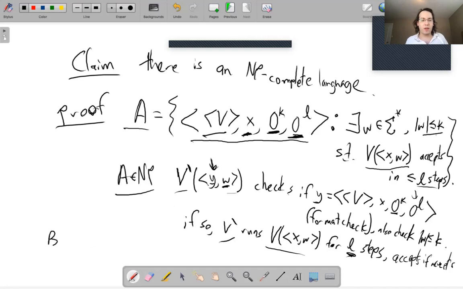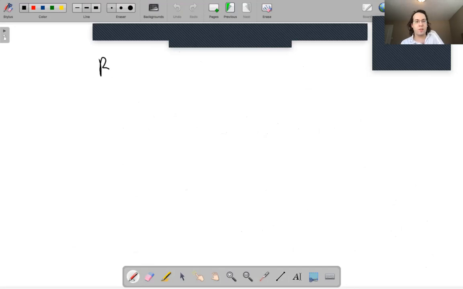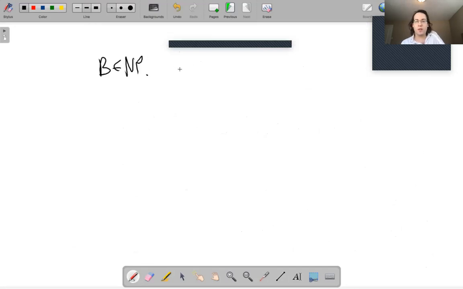So let's say B is in NP. We need to show that B polynomial time mapping reduces to A, right? So we need to show this. How do we show that? Let's say B is in NP. So what do we know? We know that there's a polynomial time verifier for B.